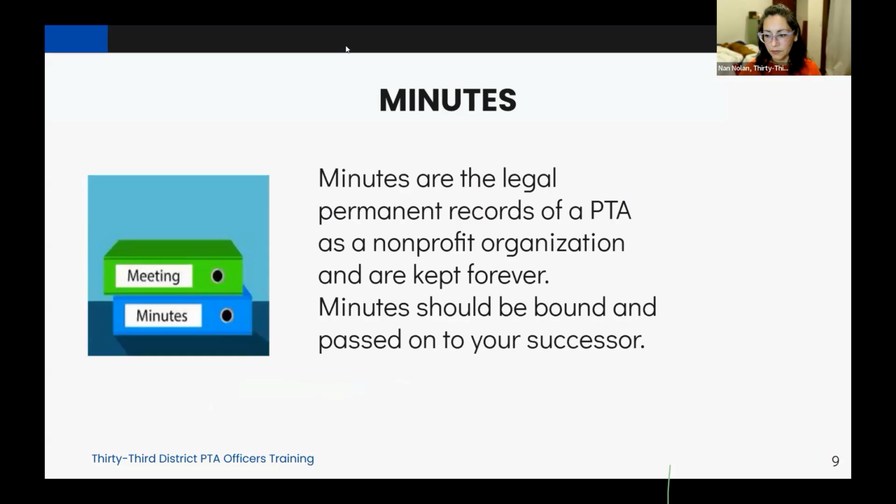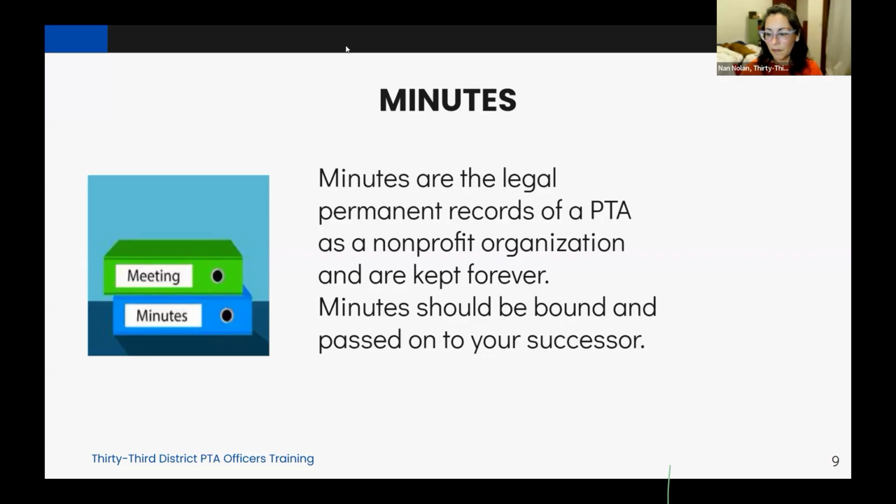All right, so here, the minutes are the legal permanent records of a PTA as a nonprofit organization, and they are kept forever. They should be bound and passed on to your successor. And then eventually you're not going to keep a gazillion of these motion books at your home. You would eventually move them to a safe storage area. I think for our council, we have a closet in the district office.